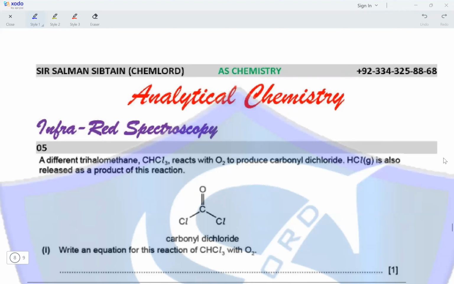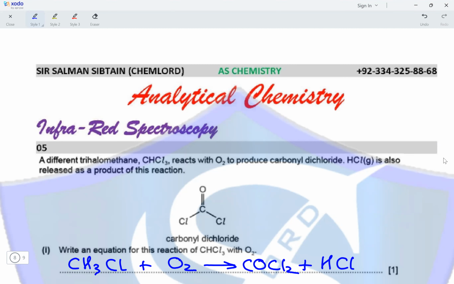Question 5. A different trihalomethane, CHCl3, reacts with O2 to produce carbonyl dichloride. HCl is also released as a product of this reaction. So carbonyl dichloride is given as COCl2. Write an equation for the reaction of CHCl3 with O2. So CH3Cl plus O2, products are COCl2 plus HCl.